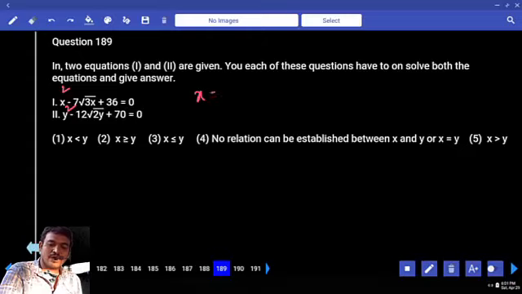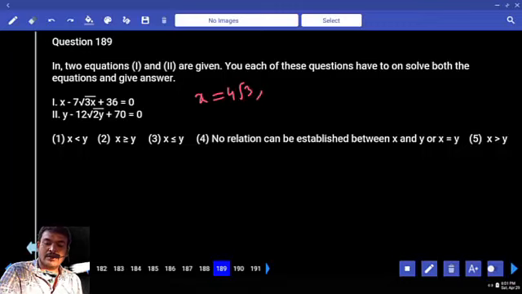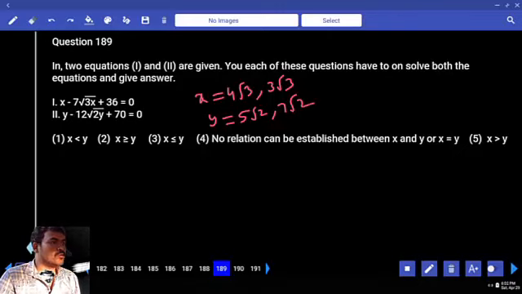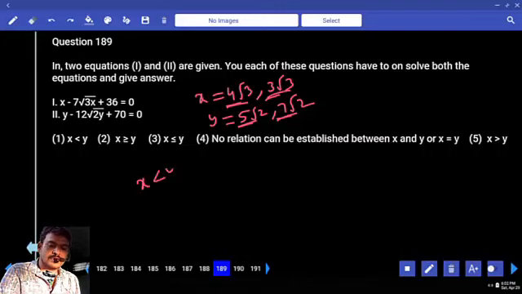What are the x roots we are getting? 4 root 3 comma 3 root 3 are. Y roots: 5 root 2 comma 7 root 2 are. Okay. 4 compared to 5 is less. 4 compared to 7 is less. 3 compared to 5 is less. 3 compared to 7 is lesser. Then the answer is x is less than y.